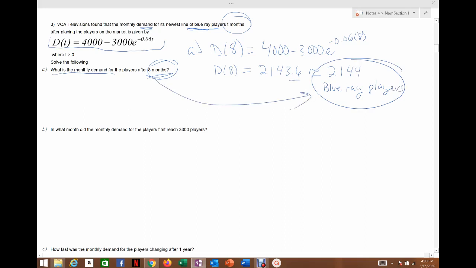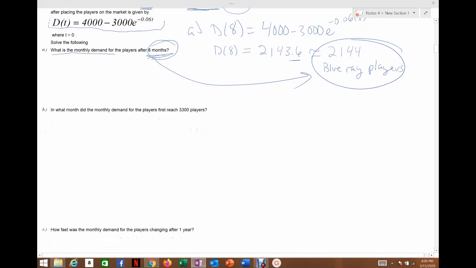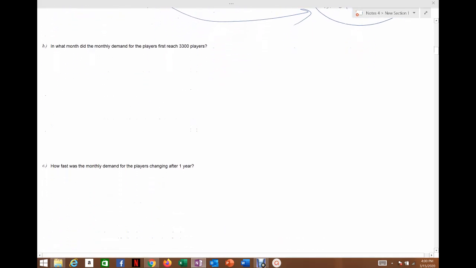So that answers the question. That's the demand for Blu-ray players after 8 months, about 2,144.